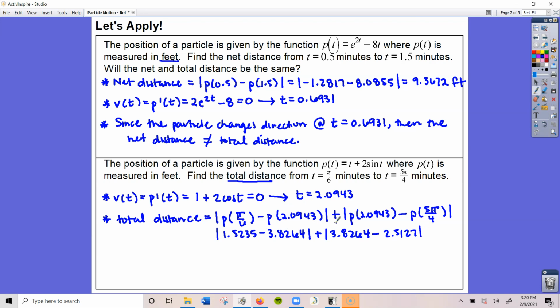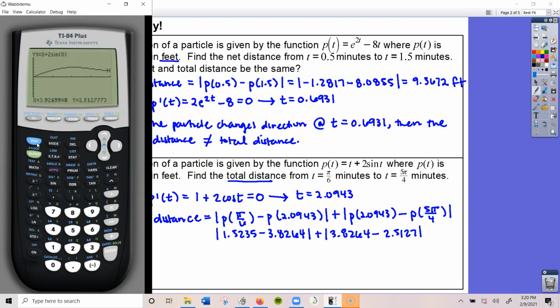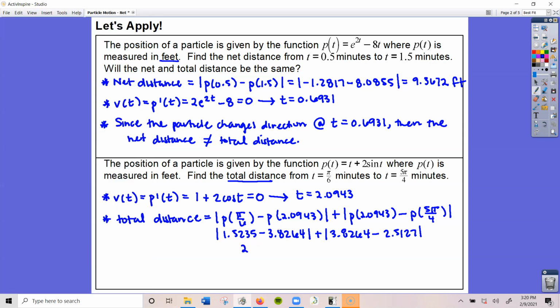Now we can do the subtraction and then add everything together. So I'm just going to quit from here. So 1.5235 minus 3.8264 is negative 2.3029, which of course the absolute value of that is positive 2.3029.